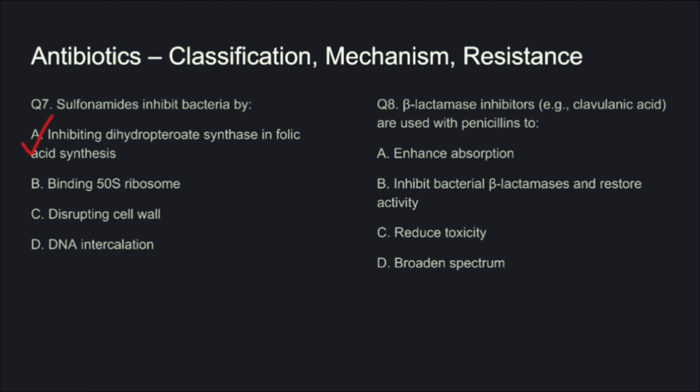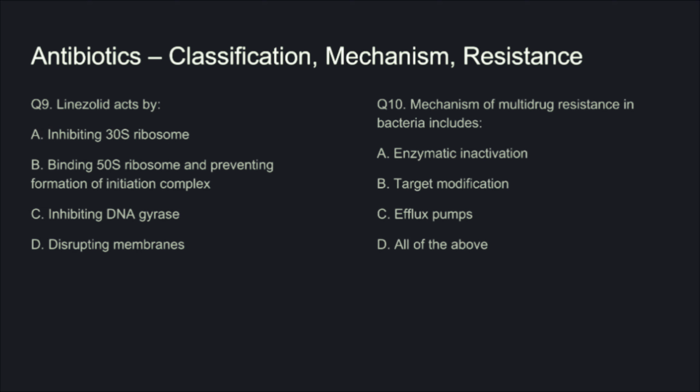Now question 8. Beta-lactamase inhibitors, for example clavulanic acid, are used with penicillin to: A. Enhance absorption, B. Inhibit bacterial beta-lactamase and restore activity, C. Reduce toxicity, D. Broaden spectrum. So the correct answer is to inhibit bacterial beta-lactamase and restore activity. Question 9.